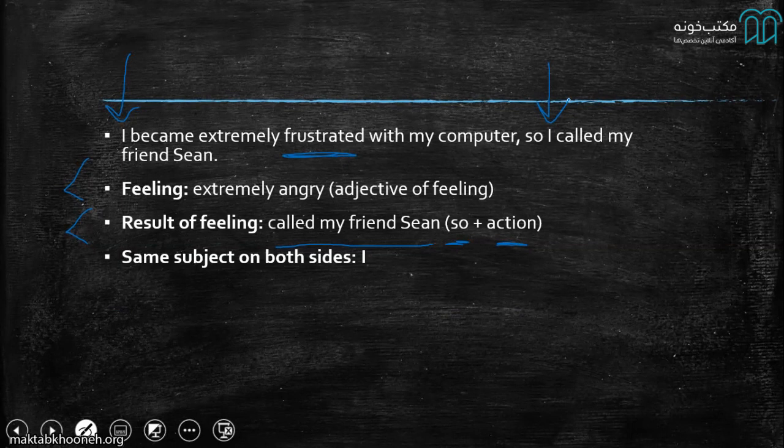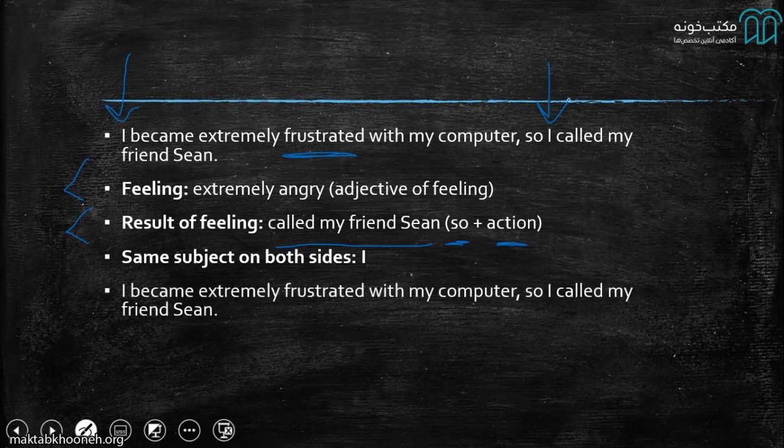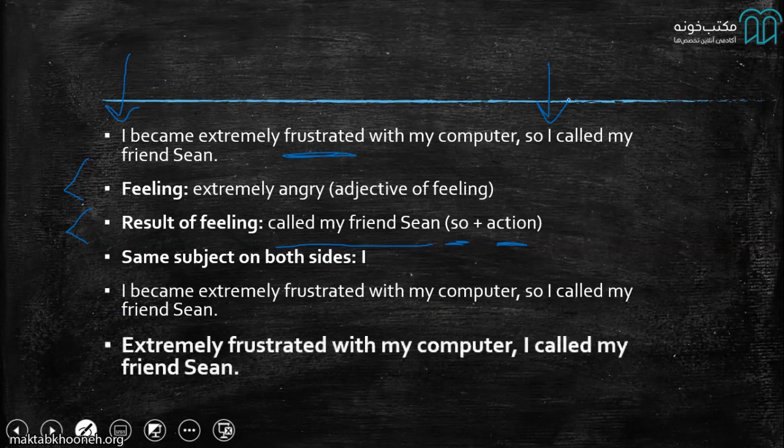Now you can make the transformation into something like this. So look at the sentence again. "I became extremely frustrated with my computer, so I called my friend Sean." And then, "Extremely frustrated with my computer, I called my friend Sean." It's very easy to make this transformation. All I really did is remove the I and the became, and I kept the rest the same.